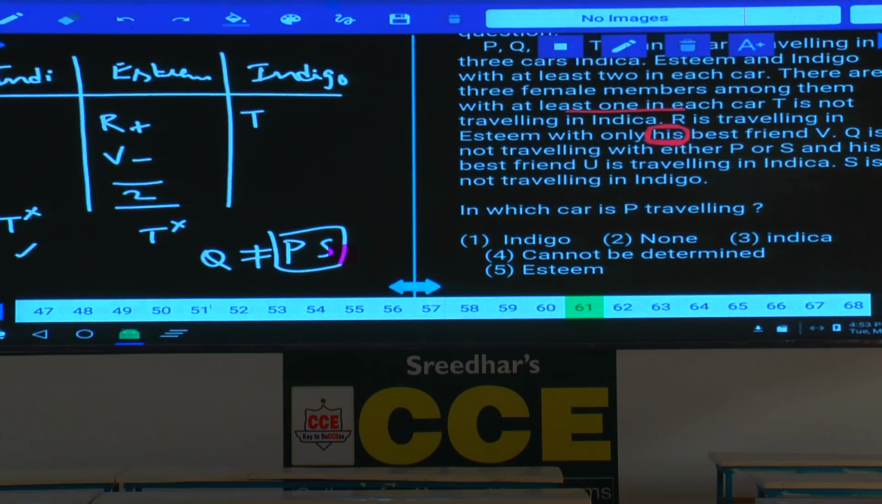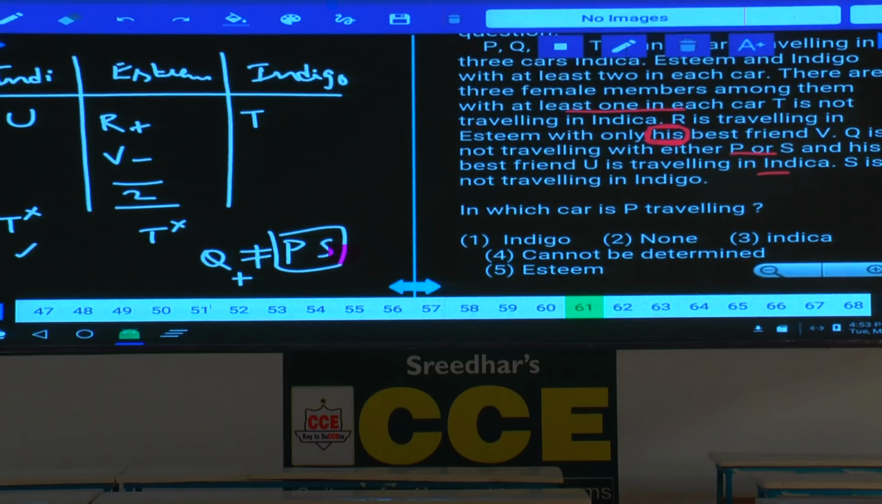Then Q is not traveling with either P or S and his best friend. His best friend means Q is a male, and his best friend U is traveling in Indica. Now whose best friend? Q's best friend. He is traveling in Indica. And his best friend U is traveling in Indica.